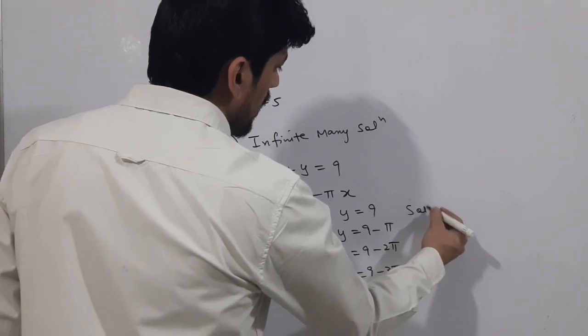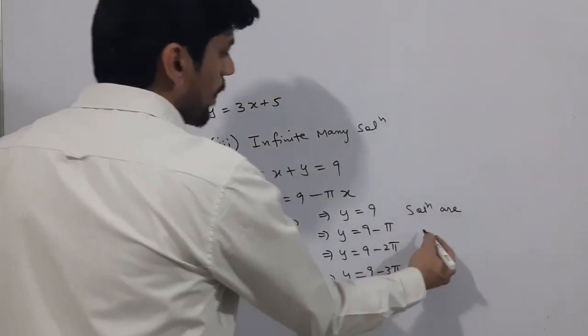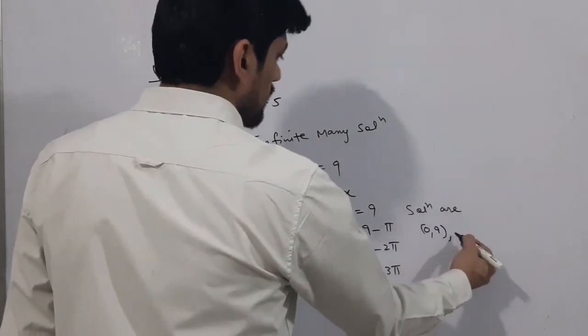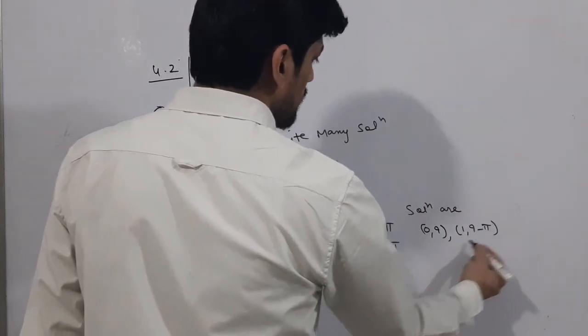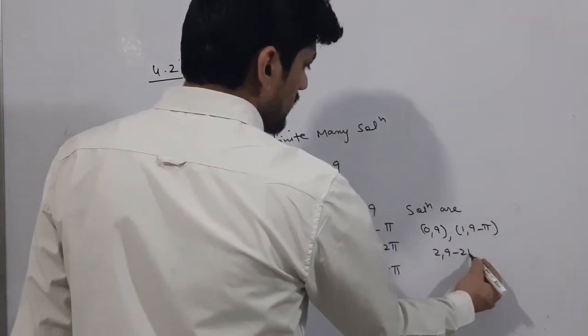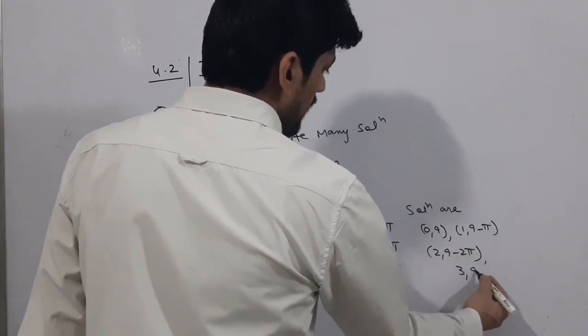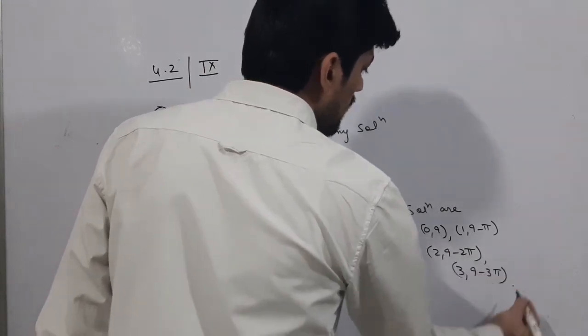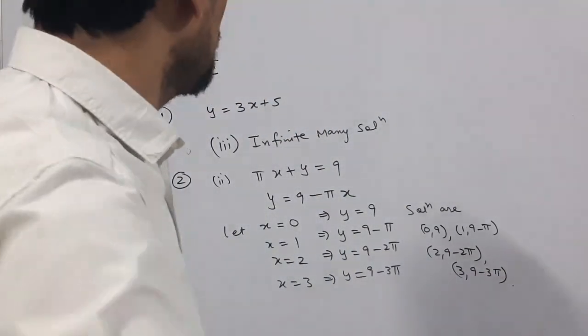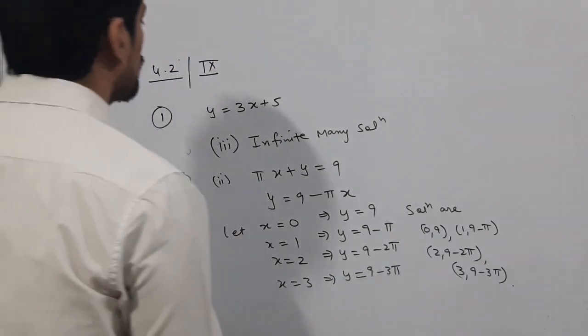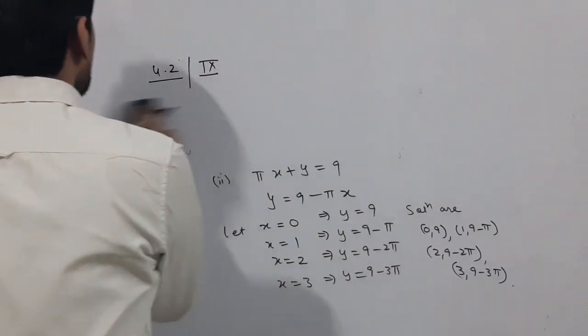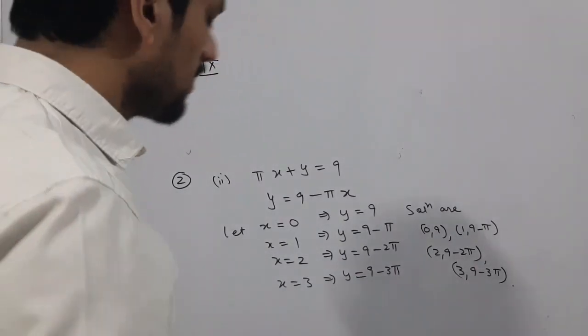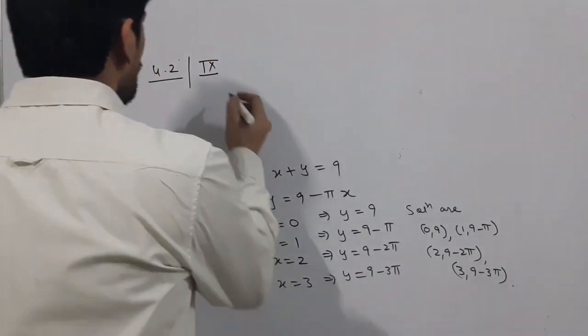So the solutions are: x 0, y 9 first; x 1, y 9 minus pi; x 2, y 9 minus 2 pi; and x 3, y 9 minus 3 pi. So these are the 4 solutions of the linear equation pi x plus y equals 9. Similarly, you can do the third part, which is x equals 4y.